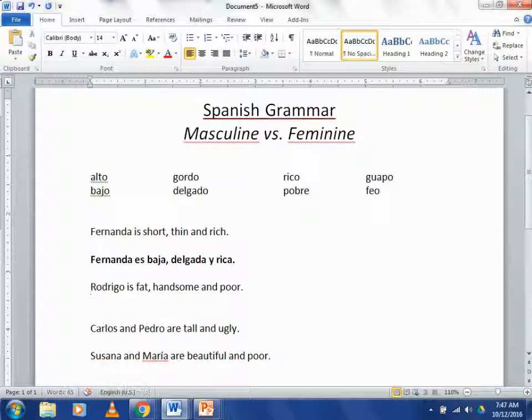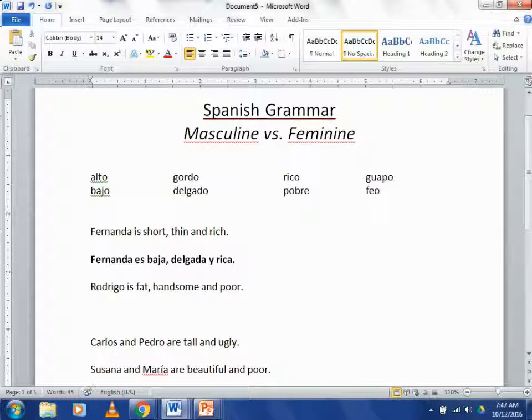Okay, here, Rodrigo. Rodrigo is fat, handsome, and poor. Okay, Rodrigo is a guy, and he's one person. So we don't actually have to change the adjectives. The way we memorize them is as the masculine singular form. Rodrigo es gordo, guapo, y pobre.